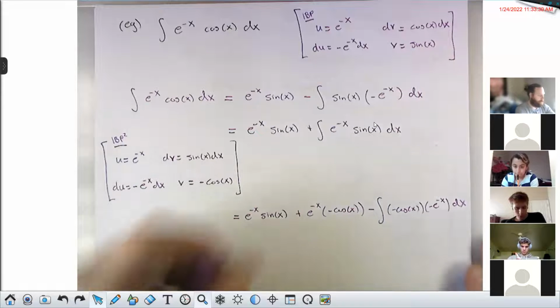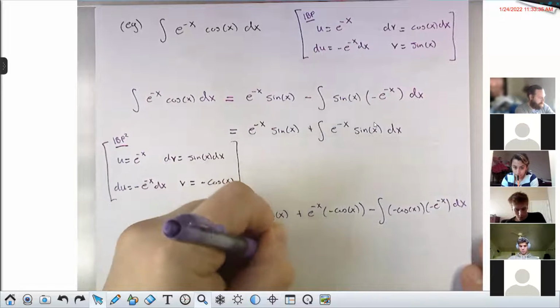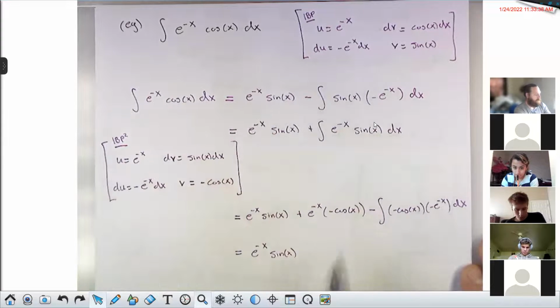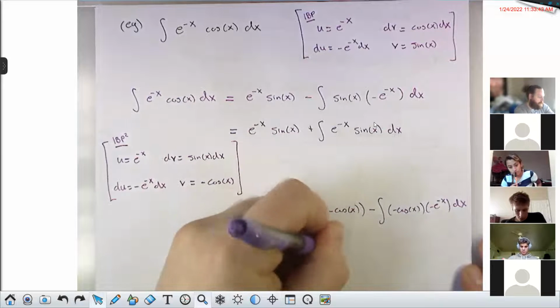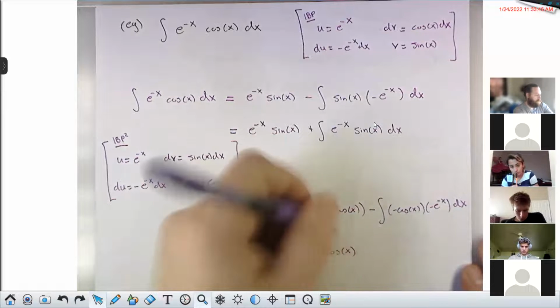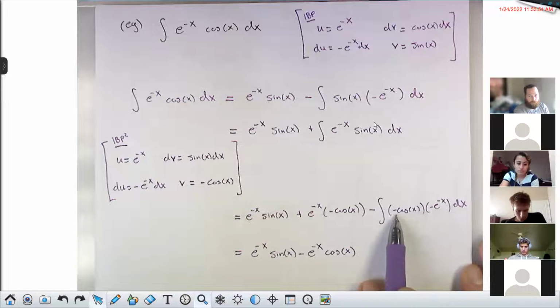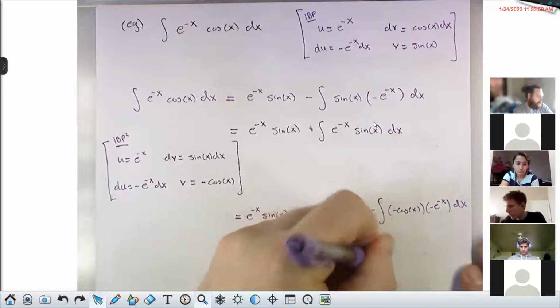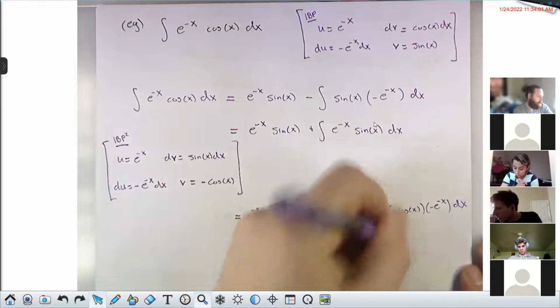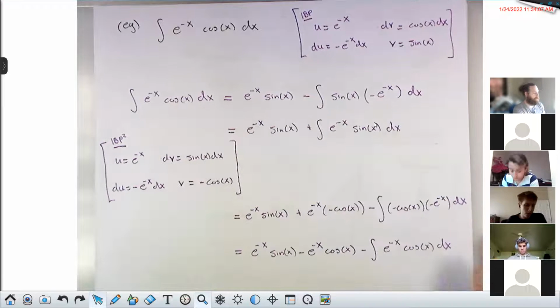And I can simplify a little bit. We have e to the negative x times the sine of x. These terms here, this is minus e to the negative x times the cosine of x. And then you have 1, 2, 3 negatives here, right? So negative cos x times negative e to the negative x would be positive. And then you've got a negative coming from the IBP formula, so this will stay negative. And let's rewrite it as e to the negative x times cosine of x dx, because it looks fine.